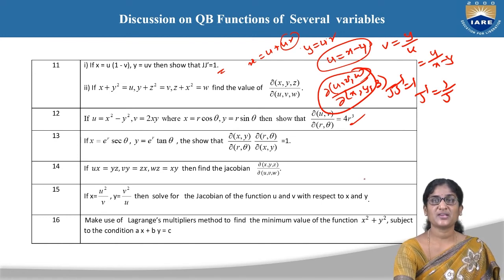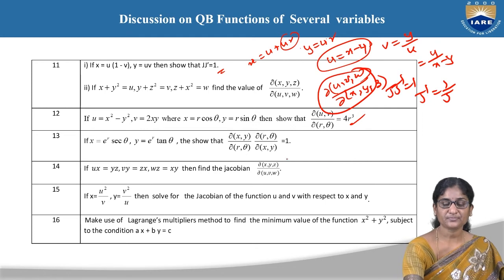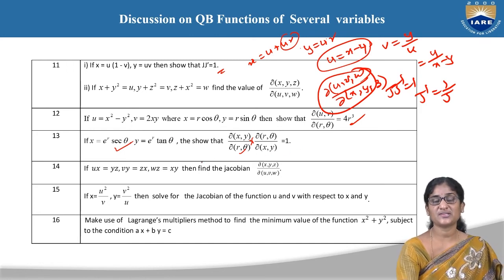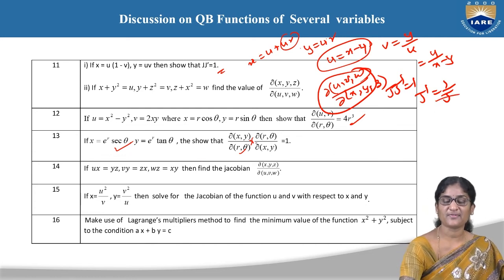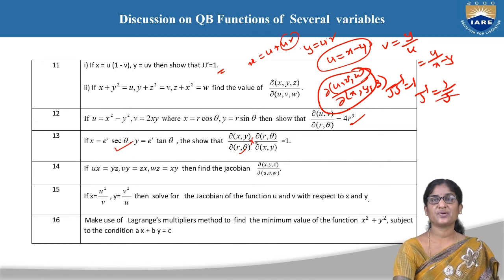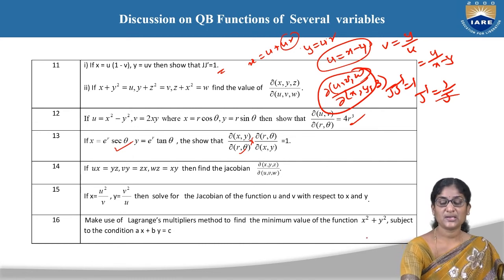13th question, if x is equal to e to the power of r secant theta and y is equal to e to the power of r tan theta, show that. Here also we need to find ∂(x,y)/∂(r,theta) first. Next, ∂(r,theta)/∂(x,y). That means you have to find out the reverse explicit nature also. Otherwise, you can make use of this property and find out directly and multiply those two to get the one value. Here it becomes a lengthy problem if you find out the explicit nature of r comma theta with respect to x comma y.